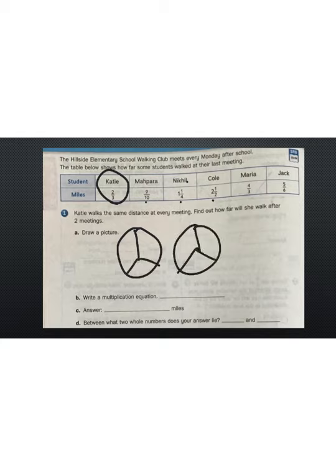So it says Katie walks the same distance at every meeting. Find out how far she will walk after 2 meetings. Okay, so 2 meetings. So Katie is right here. So let's draw a picture. So I'm going to draw fraction circles and divide those into thirds. And she travels the same distance at both of those meetings.